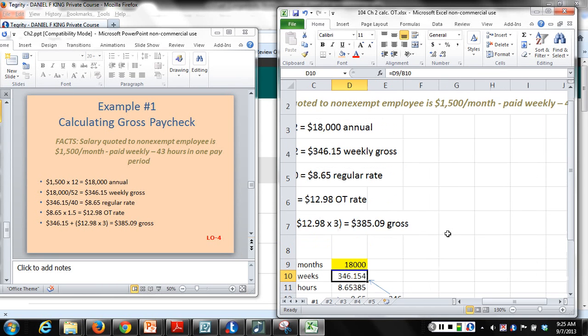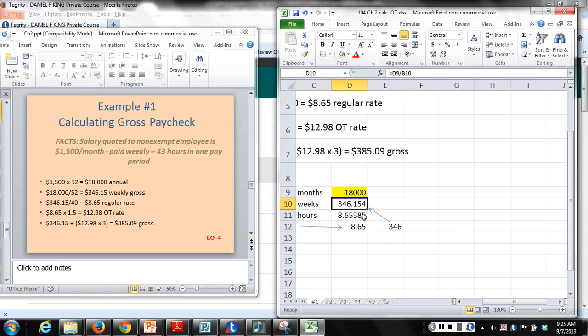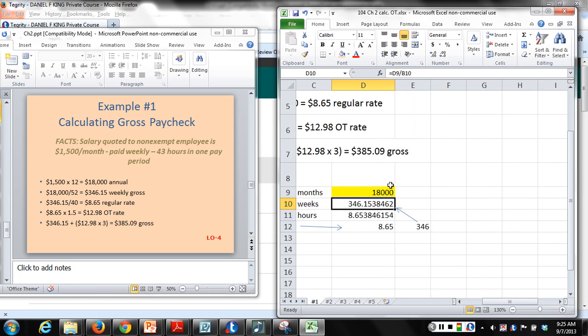When we do that, we're going to round to the nearest cent. We want to round to the 5, and so we look at the number to the right of it. It's a 3. It's below 5. If it was 5 or above, we would round this 15 up. In this particular case, it's less than 5. It's a 3. So our rounded number, as shown here in the answer, is 346.15.